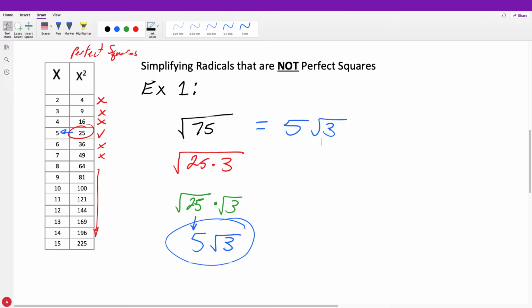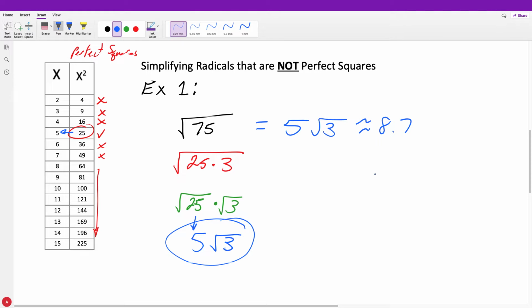They're the same numerical value. If we plug it into our calculator, it'll give us the same exact value, and that value is going to be around 8.7. So no matter what, it's not changing the value of my number. It's just rewriting it in its simplest form.